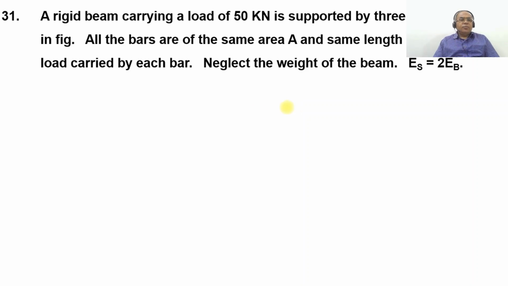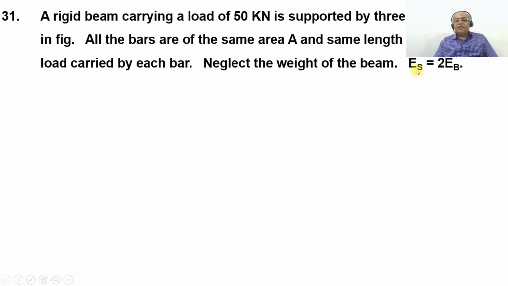Now, we are going to take up one more problem, problem number 31. It reads: a rigid beam carrying a load of 50 kilonewton is supported by 3 bars, as shown in the figure. All the bars are of the same area and same length. Find the load carried by each bar.